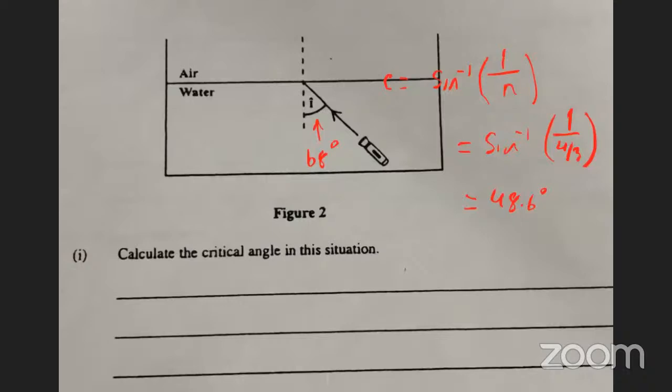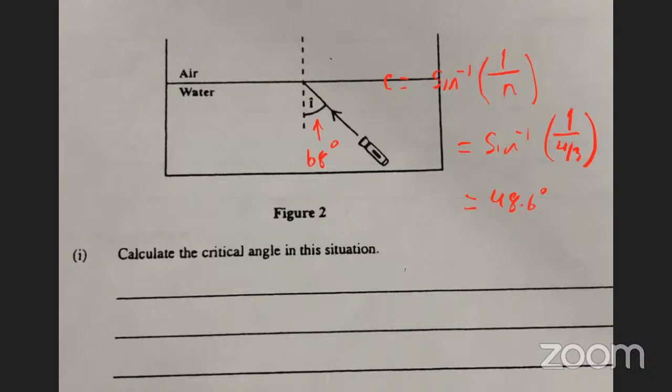Yeah, Chilan. So Chilan, the angle is more than 68. What will happen, since the angle is more than 68? i is more than 60. Right, so 68 is more than 48.6, and one more reason why. Which is more dense, the water or the air? The water, right? So the answer is the total internal reflection will occur.